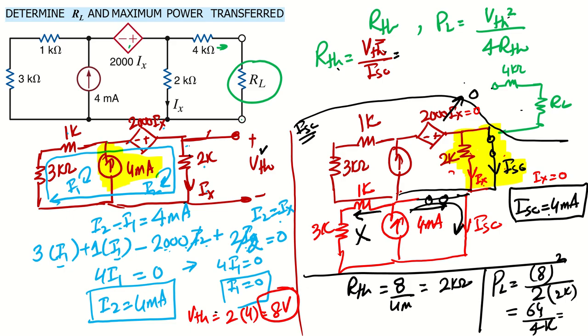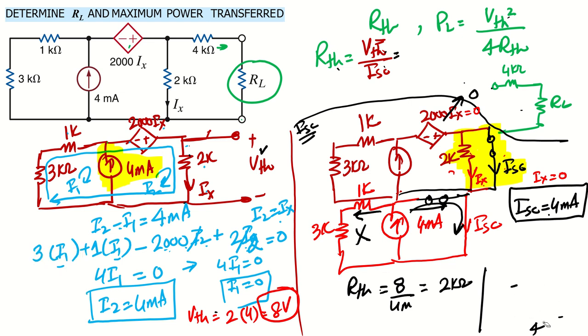So the value of R Thevenin comes out to be 2K, right? Because R Thevenin is V Thevenin, which is basically 8 volt, divided by the short circuit current, which is basically 4 milliampere. Okay, so we can put that here. So actually not 2K, okay? This is a small issue here, not a small issue basically.